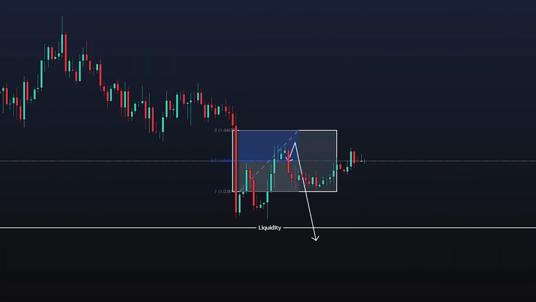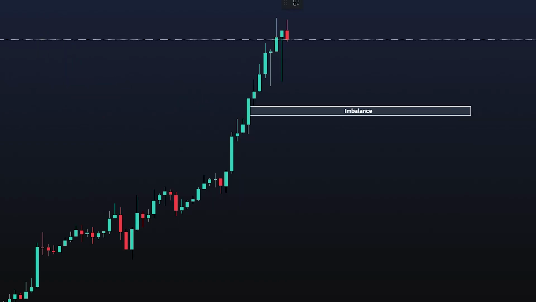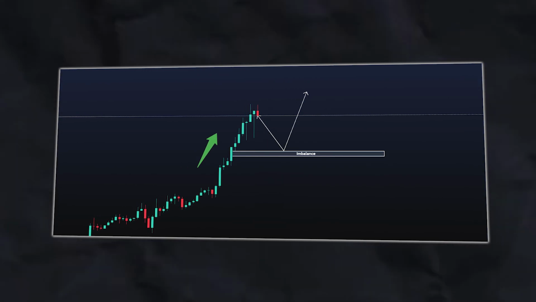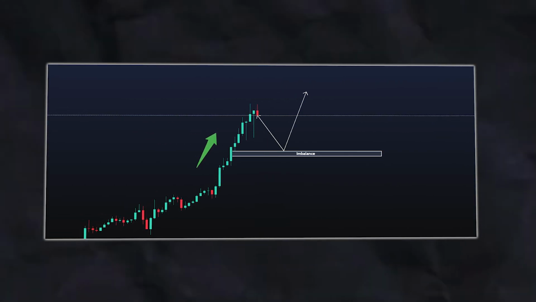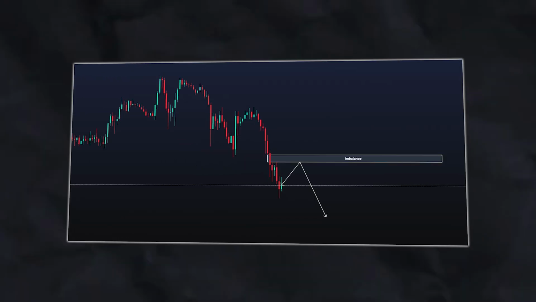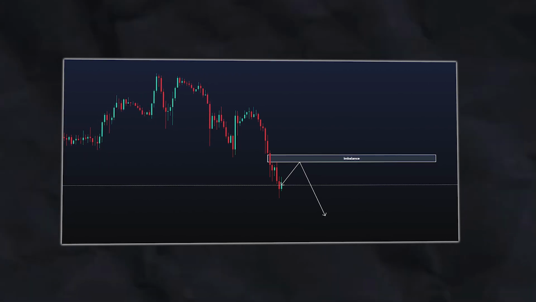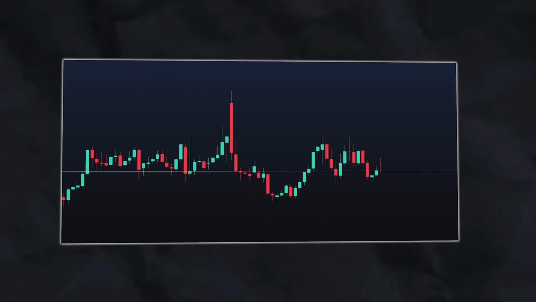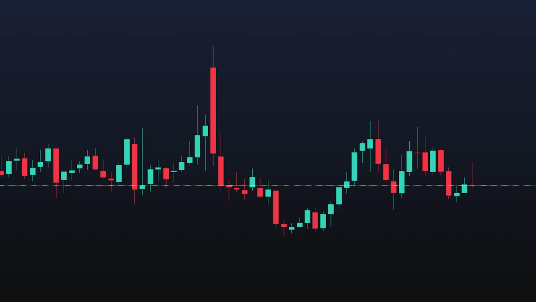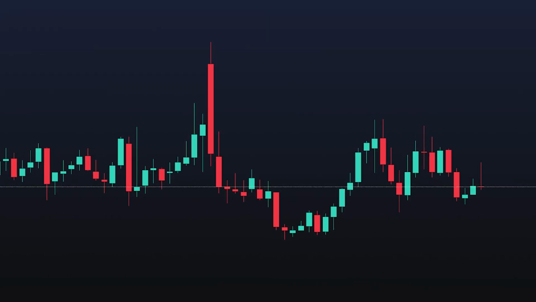Identify the trend and market structure. Before using imbalance as an entry point, it is important to understand where the market is moving in general. In a bullish trend, we look for imbalances to buy. In a bearish trend, we use FVG to sell. If the market is flat, it is better to wait for a range exit. Here it is very important to consider time frames.